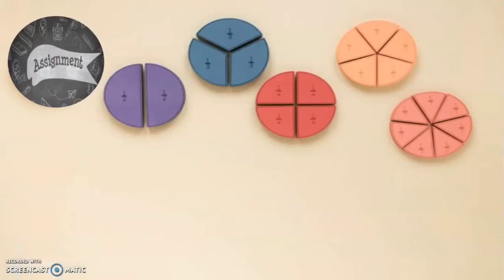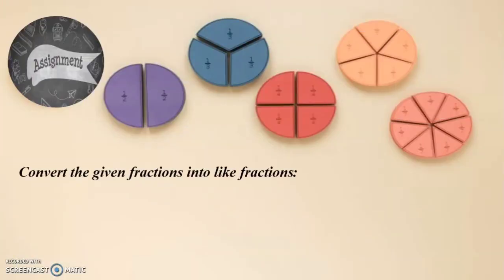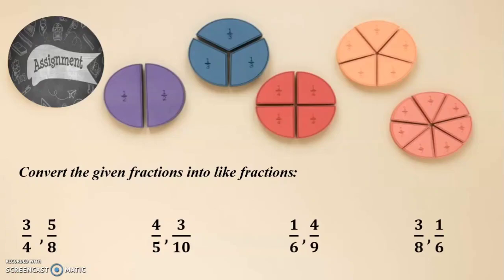Now, here I have given you all few sums to convert the given fractions into like fractions for assignment. So first one is 3 upon 4 and 5 upon 8. Second one is 4 upon 5 and 3 upon 10. Third one is 1 upon 6 and 4 upon 9. And fourth one is 3 upon 8 and 1 upon 6. These are four sums which I have given. Please try and solve it in the similar manner which I showed in the previous slides.